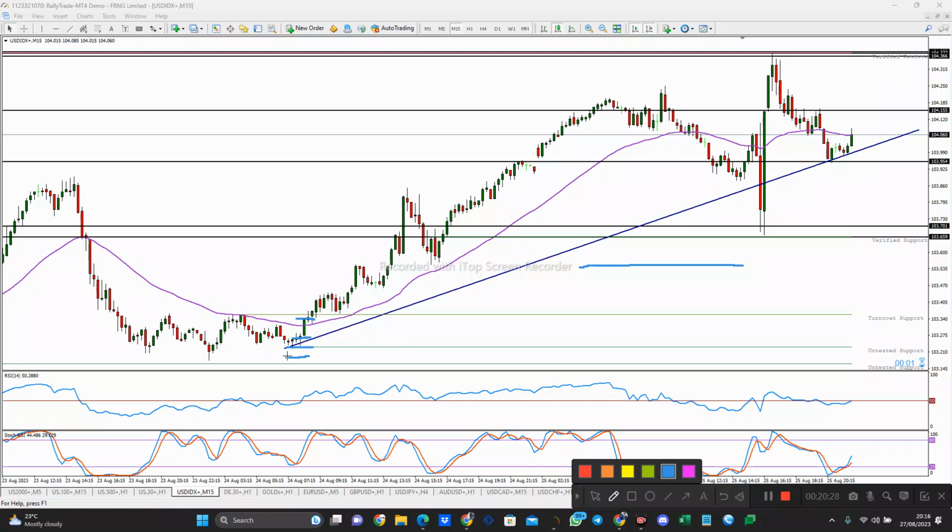So I try to buy as close to the support and then sell as close to the resistance as possible so that I can maximize. My risk to reward ratio can be good. Like let's say my risk can be 1 and then my reward can be 5.